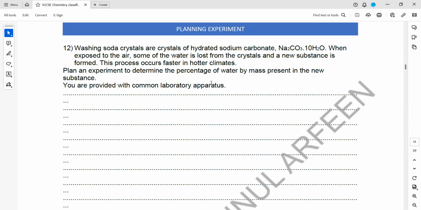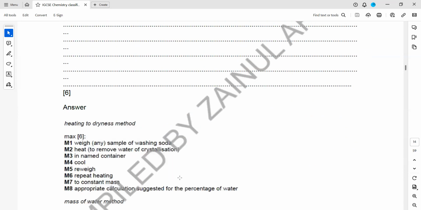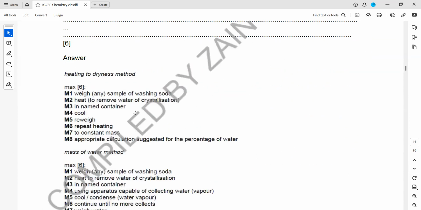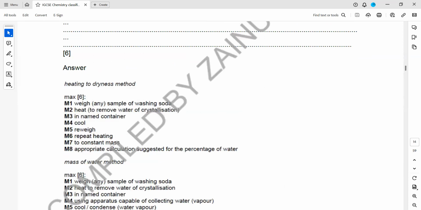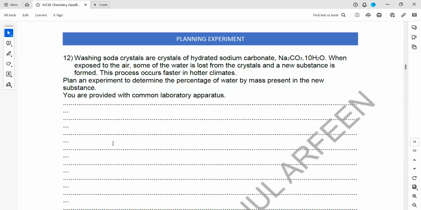So there are two ways. One is you take a difference to know how much water was there. The other is you collect how much water is given off. That is also correct. So the first method, which I explained, was the first points. And this is also another way: you take it in a conical flask, you supply heat, and you collect how much water is given off. So you can do that method as well.